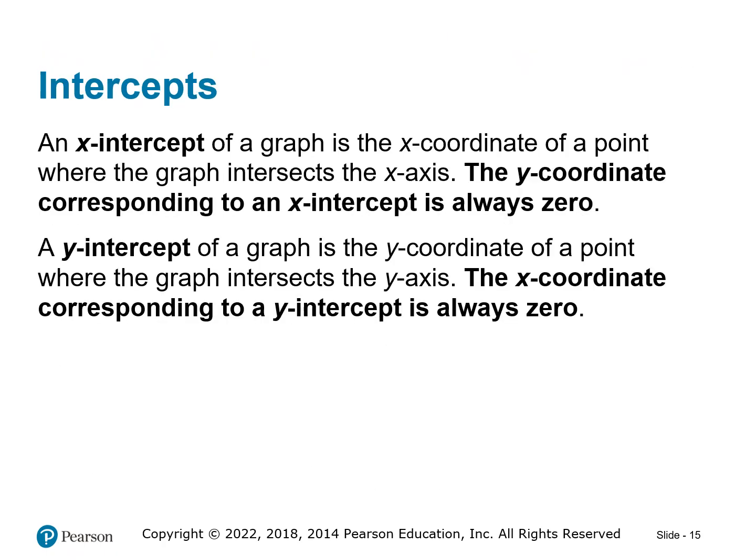Intercepts. An x-intercept of a graph is the x-coordinate of a point where the graph intersects the x-axis. The y-coordinate corresponding to an x-intercept is always 0. A y-intercept of a graph is the y-coordinate of a point where the graph intersects the y-axis. The x-coordinate corresponding to a y-intercept is always 0. So if I'm looking for an x-intercept, we set y equal to 0. If I'm looking for a y-intercept, I set x equal to 0. And then I solve for the opposite value.